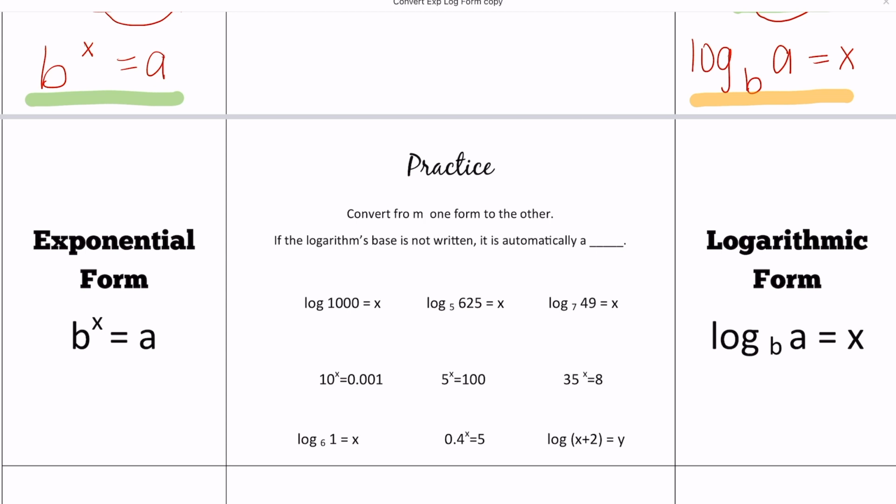It says if the logarithm's base is not written, it's automatically a blank. In the video, he talked about your calculator having a log button. And the only time the log button works on your calculator is when it's log base 10. So that's exactly what it is. We assume that a logarithm's base is base 10 when it is not written.